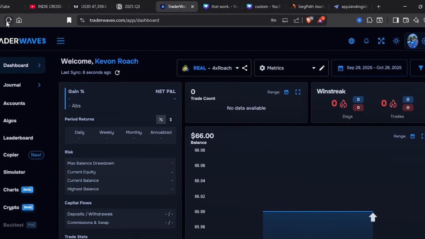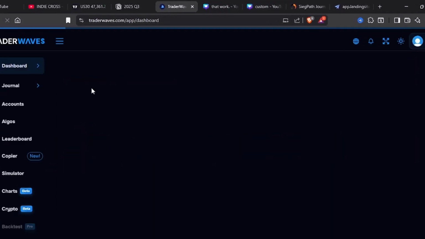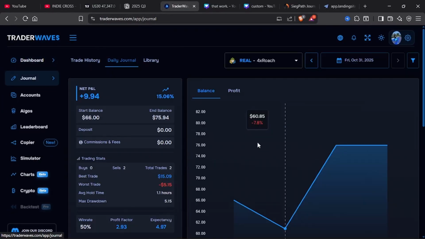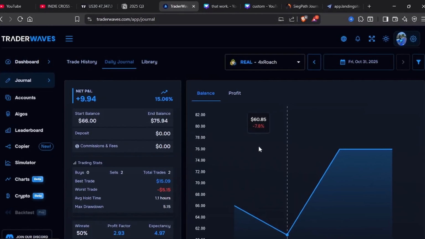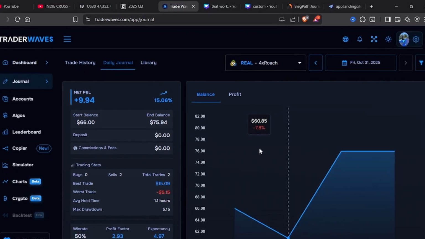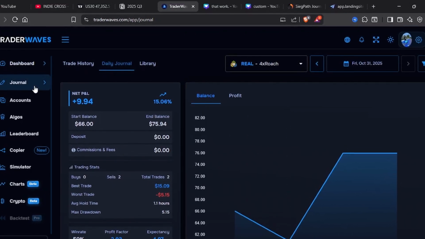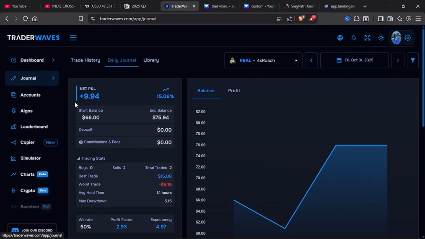Not seeing it being reflected here. So let me refresh. Still nothing. So we don't actually have anything in the dashboard, but I can see it here in the journal. When we come down here on the journal, we can see the daily journal net PNL is $9.94 for the day. That's 15% on the daily close.